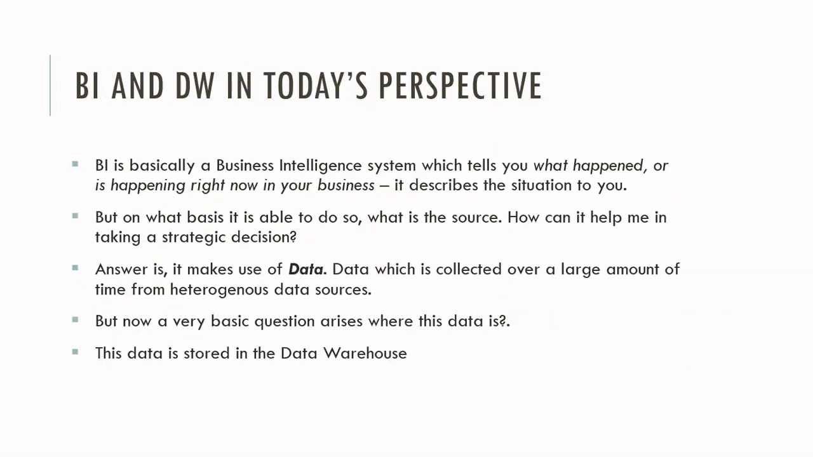The next is business intelligence and data warehouse from today's perspective. So now we all know business intelligence and data warehouse. It is important to understand how business intelligence and data warehouse are important in today's perspective. Business intelligence is basically a system which tells you what happened or is happening right now in your business. It describes the situation to you, but how can it help me in taking a strategic decision?